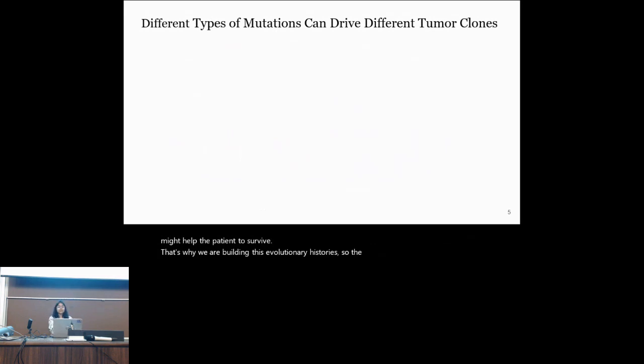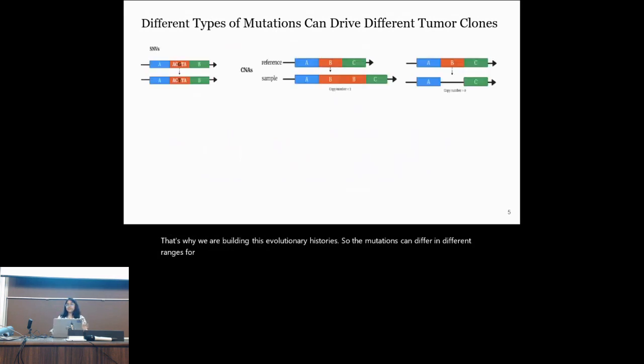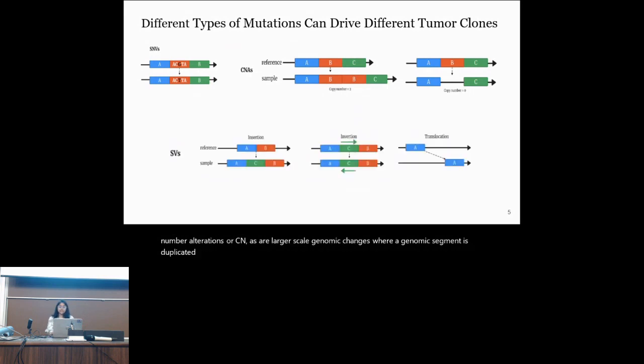So the mutations can differ in different ranges. For example, single nucleotide variants are one letter changes in the genome. Copy number alterations, or CNAs, are larger scale genomic changes where a genomic segment is duplicated, amplified, or deleted. And structural variants, or SVs, include insertions, inversions, translocations, and larger duplications and deletions. Now, all these mutations contribute to the tumor progressing. However, the methods in the field are using only a subset of these mutations. My goal here is to use all these mutations to build a full picture of the evolutionary history of how the tumor is progressing.